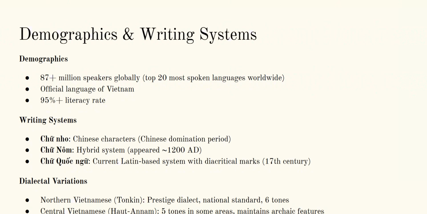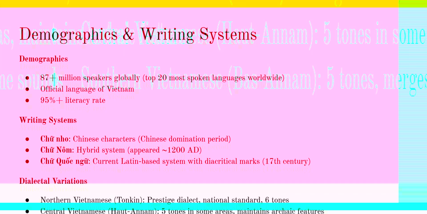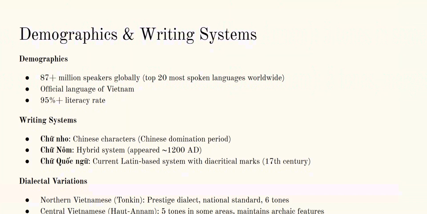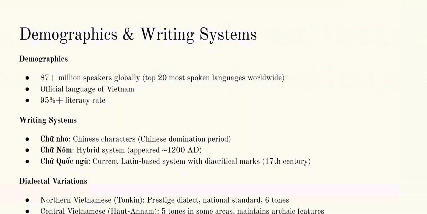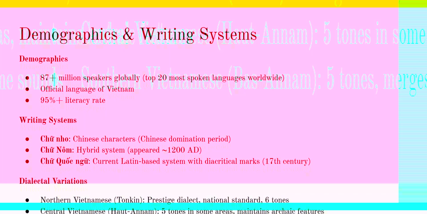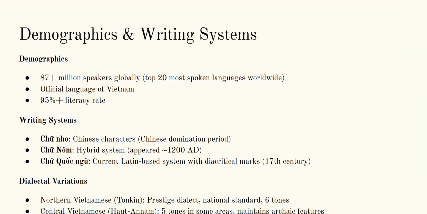As for dialectal variations, there are three parts in Vietnamese. You can divide it into Northern Vietnamese, Central Vietnamese, and Southern Vietnamese. Northern Vietnamese is from the Tonkin region, in which all six tones are preserved, and it is known as a prestige dialect. In Central Vietnamese, there are only five tones, and they maintain the features from the archaic era.